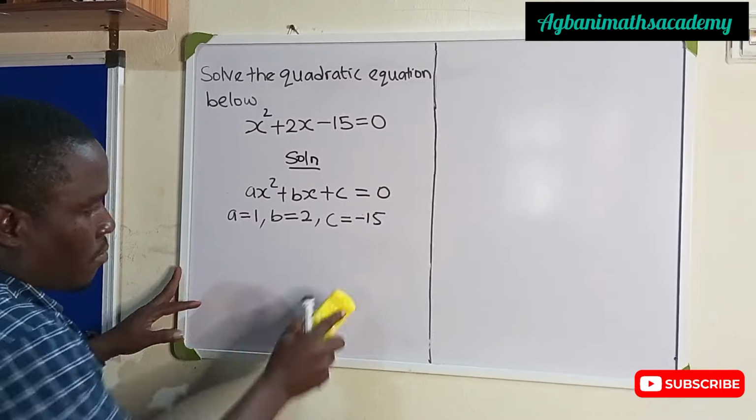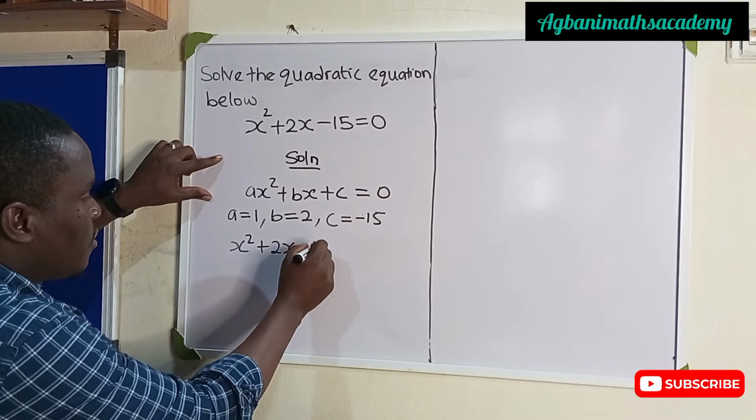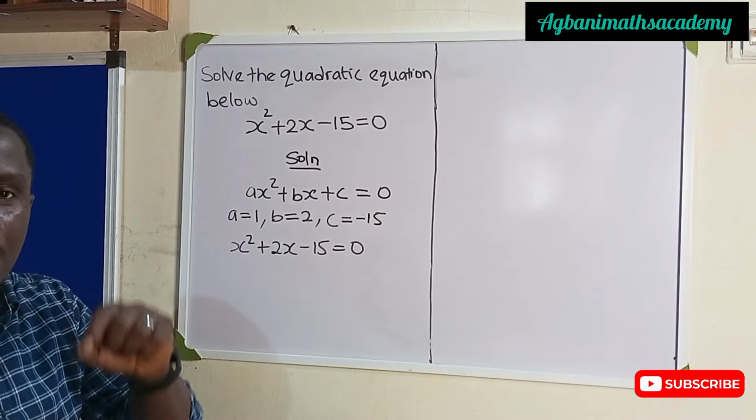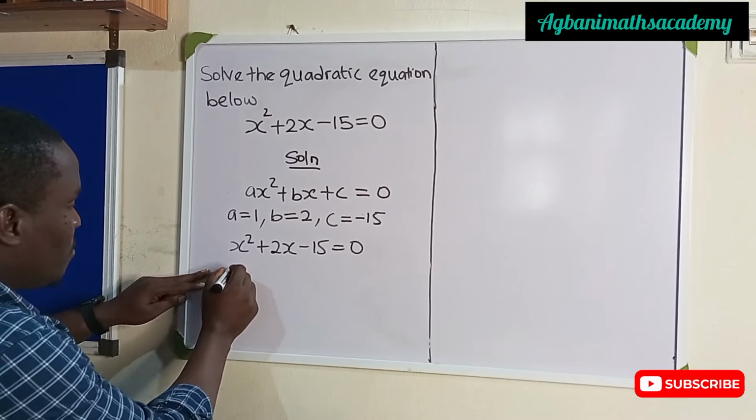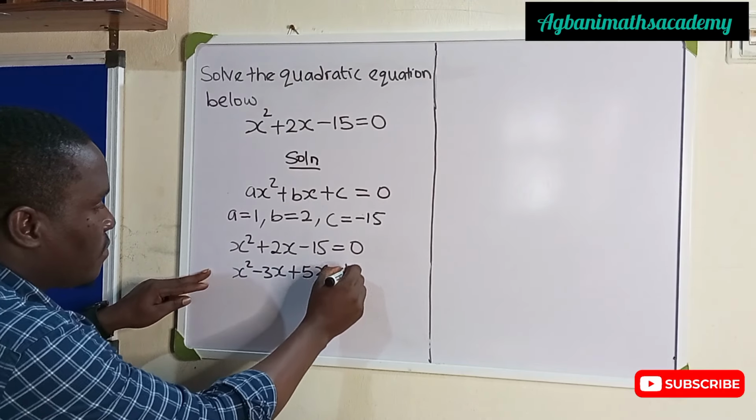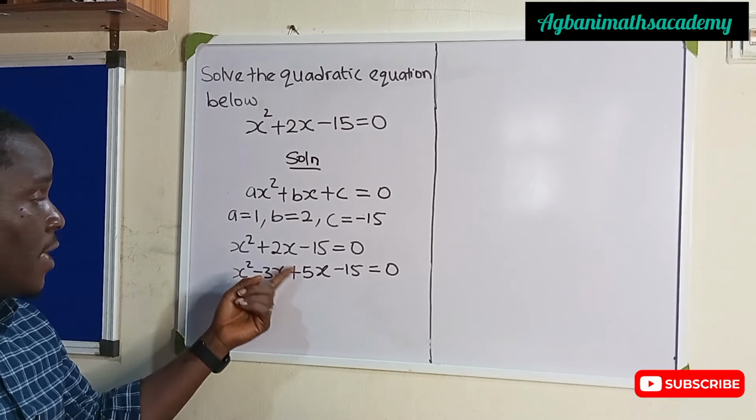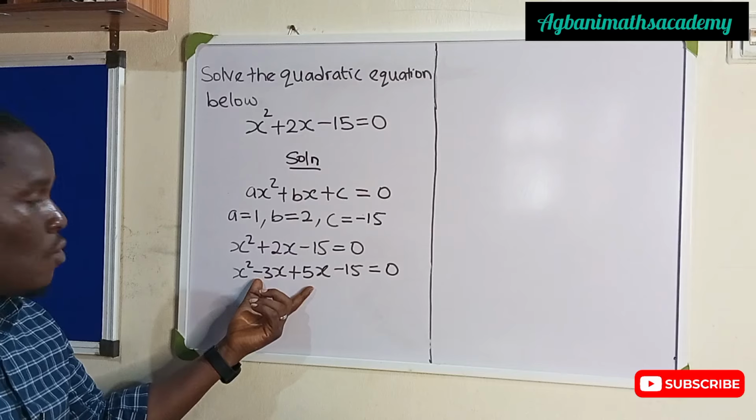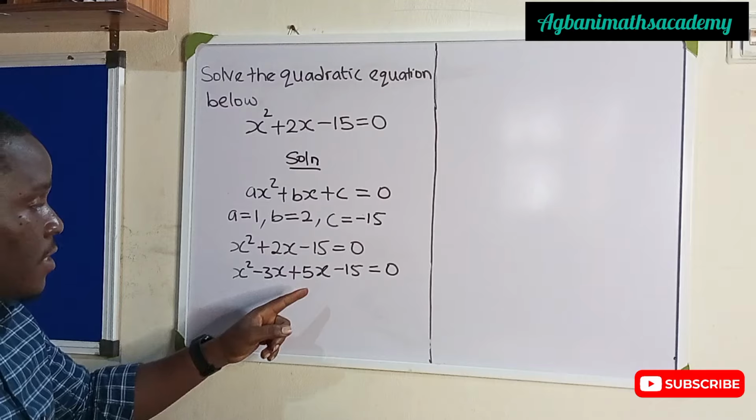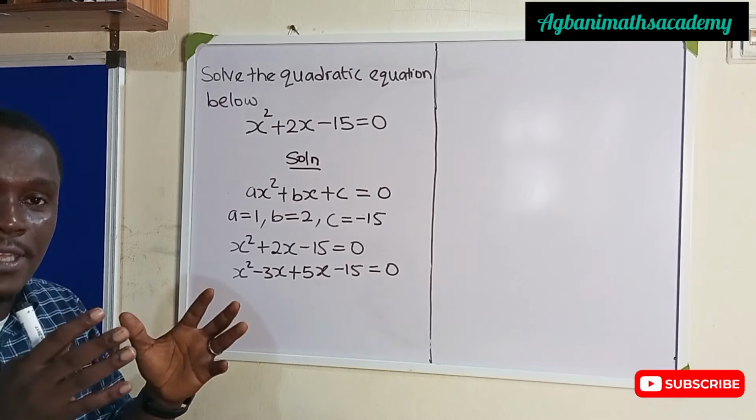So let's do that. We are going to repeat this equation. We have x squared plus 2x minus 15 is equal to 0. And then we are going to replace 2x with minus 3x plus 5x. So this will be x squared minus 3x plus 5x minus 15 is equal to 0. What we've done is replace plus 2x by two terms. If you bring these two together, you still get plus 2x: minus 3x plus 5x is still plus 2x. But we did this in order to help us factorize by grouping.